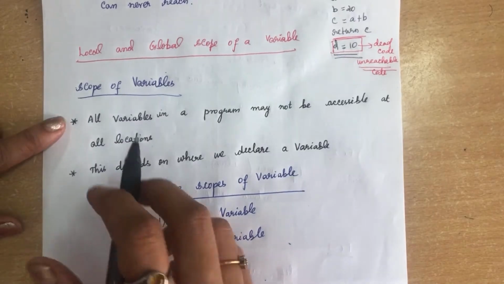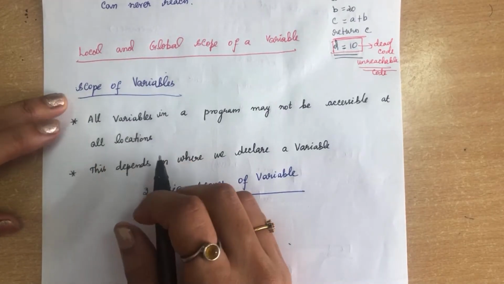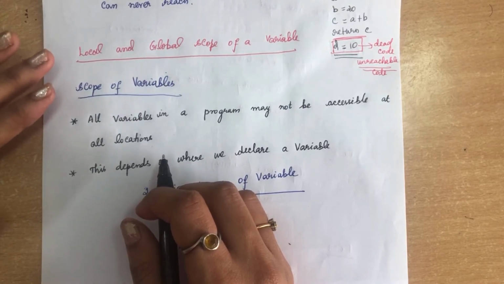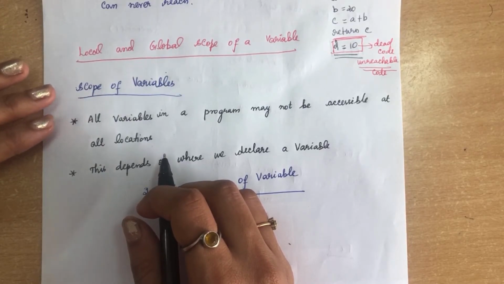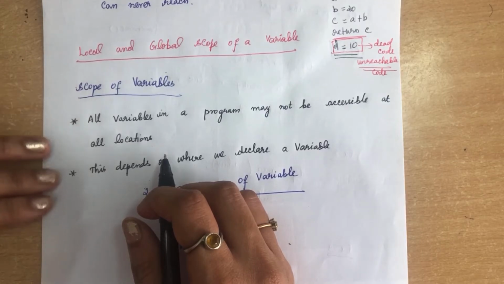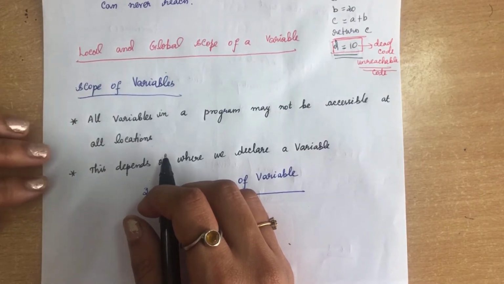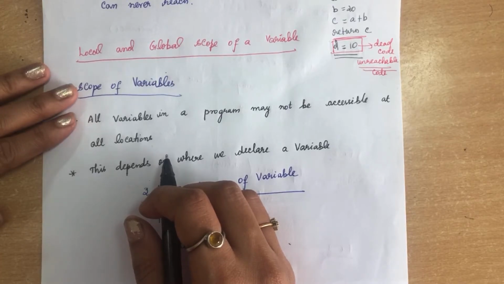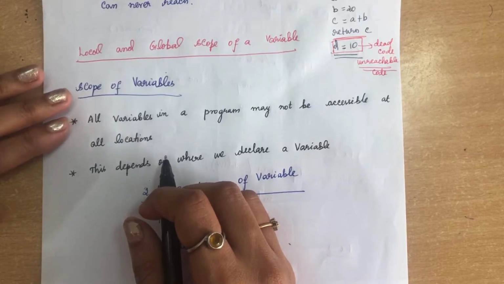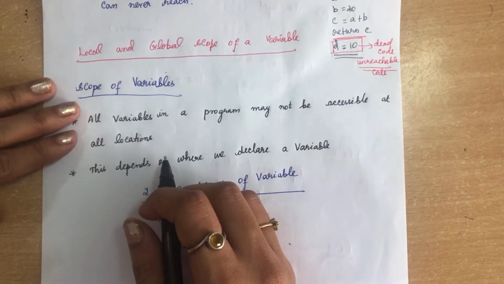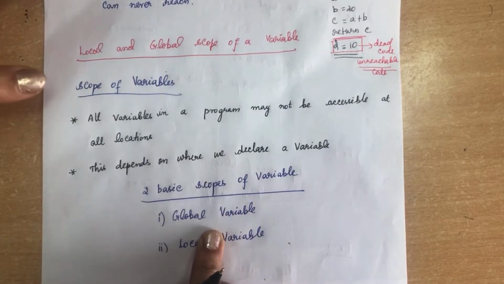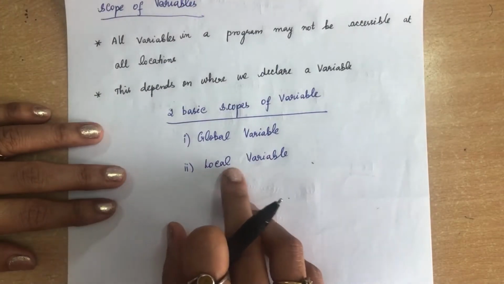Next topic is scope of a variable. We all know that the variables in the program that we declared are not accessible from all locations. They have certain restrictions. That is what scope of the variable is. Scope of the variable decides the portion of the program in which the variable can be accessed. There are two scopes of the variable. One is global scope, the other one is local scope.